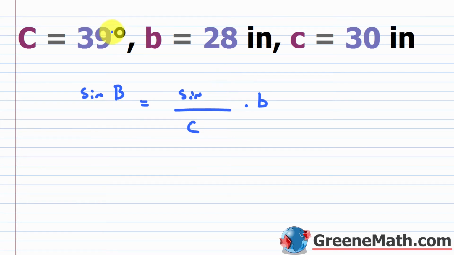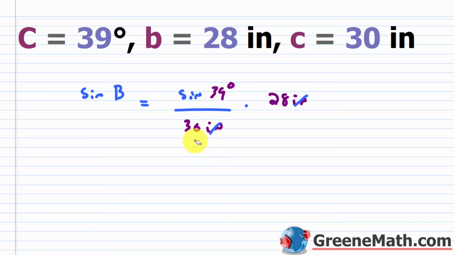What is C? It's 39 degrees. Let me change my color here. So this is 39 degrees. What is lowercase c here? It's 30 inches. So this is 30 inches. And then what is B here? It's going to be 28 inches. If you want to cancel the units visibly, you can. So this is going to cancel.